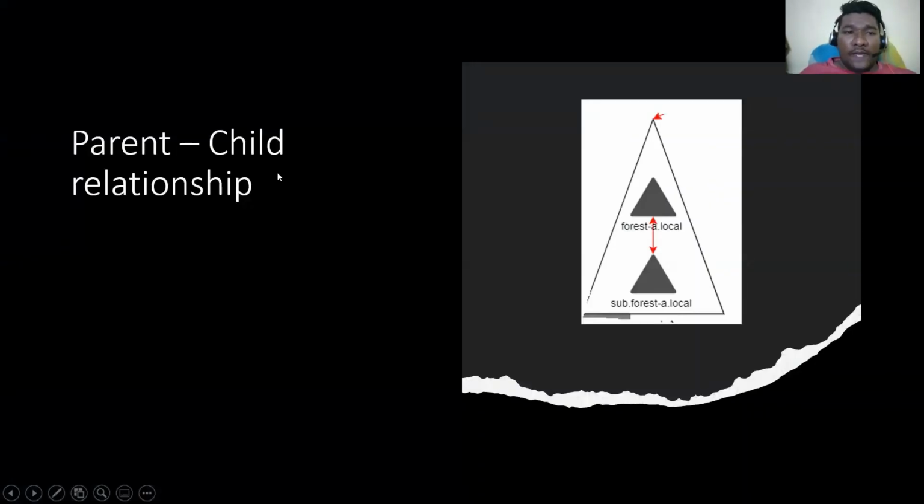Moving on to our parent-child relationship, as I've said, this is our parent domain, this is our child domain. Here you can also see forest-a.local. The child has sub.forest-a.local, which means forest-a.local is the parent domain name and sub is our child domain name. Clubbed together they form a child domain controller.